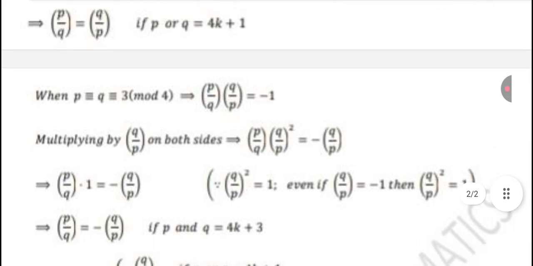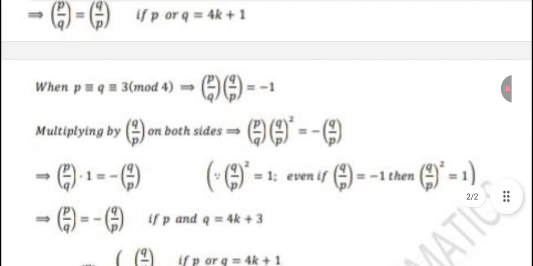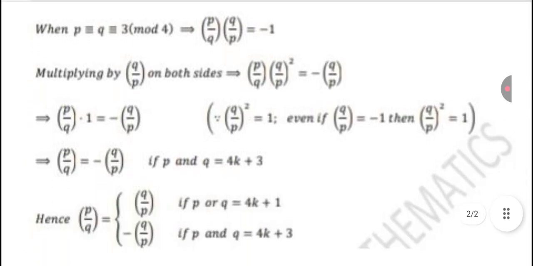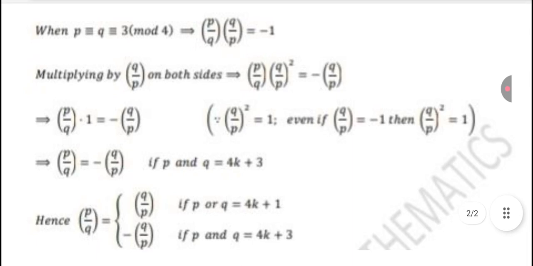Therefore (p/q) equals minus (q/p). Therefore whenever p and q are congruent to 3 mod 4, we have the Legendre symbol (p/q) equal to minus the Legendre symbol (q/p). So finally we conclude that the Legendre symbol (p/q) is equal to the Legendre symbol (q/p) whenever p or q is of the form 4k plus 1, and this value is equal to minus (q/p) whenever p and q are of the form 4k plus 3.